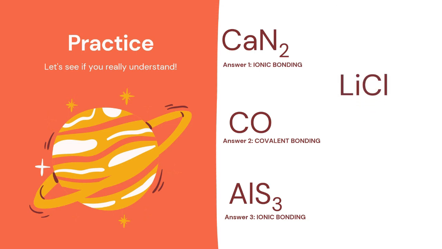Next example, we have lithium chloride. And the type of bonding is? Alright, ionic bonding. And the last example is hydrogen bromide. What do you think is the type of bonding that we have? And that is, okay, covalent bonding.